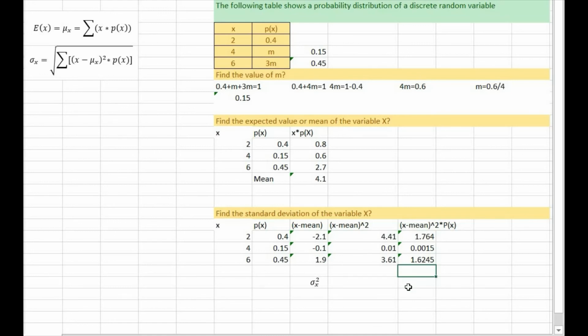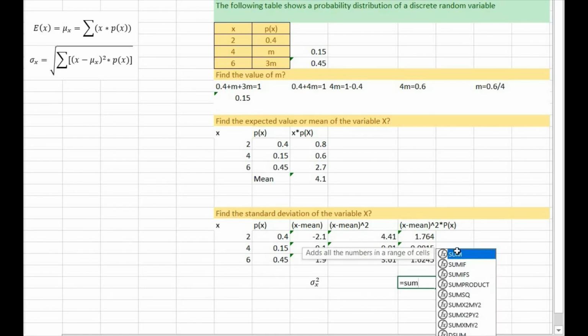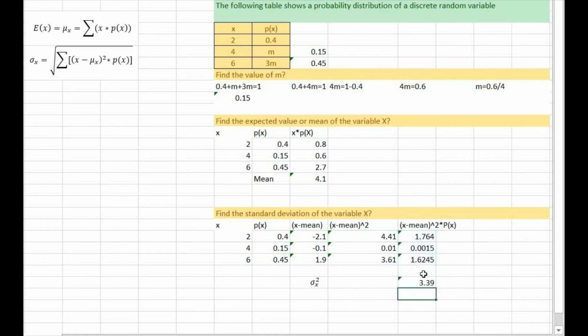Then if I add everything up, I'm going to get the variance, which is sigma square. So if I add everything together in the last column, I'm going to get the variance. So this number represents the variance. To find the standard deviation, I'm going to take the square root of the variance. So this is equal to SQRT of the variance, which is this number, and click enter. So the standard deviation is 1.8 in this case.